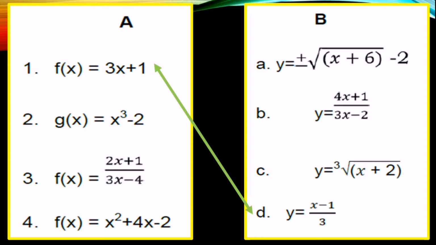How about the inverse of function number 2? g of x is equal to x cubed minus 2. What do you think is the answer? Yes, the answer is letter C. y is equal to the cube root of the quantity x plus 2.